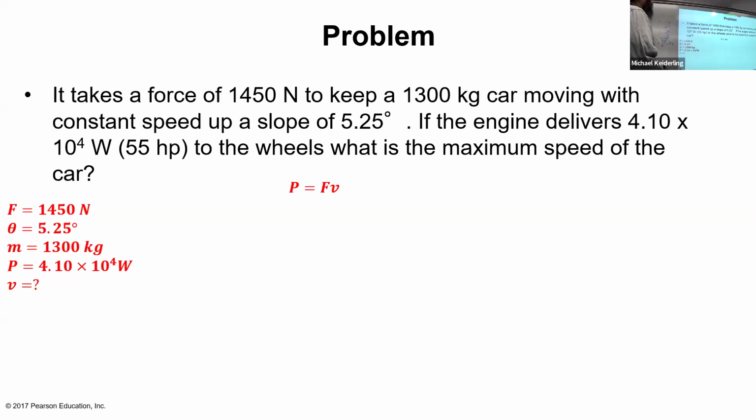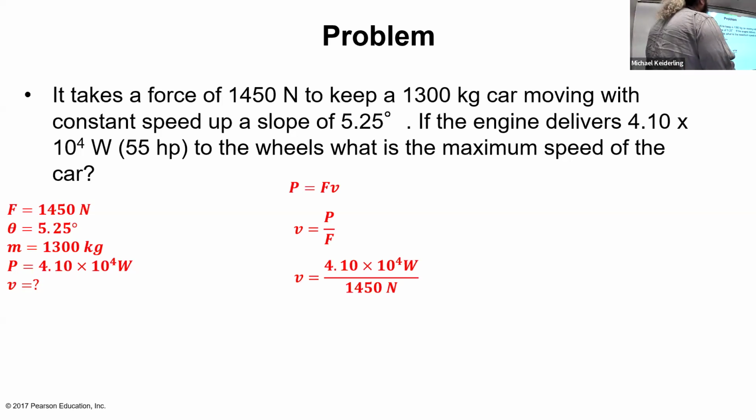So power is force times velocity. The velocity is going to be power over force. The velocity is 4.1 times 10 to the 4 watts divided by 1450 newtons, which gives you a velocity of 28.3 meters per second, which is quite a clip. But then 5.25 degrees is not the steepest slope.